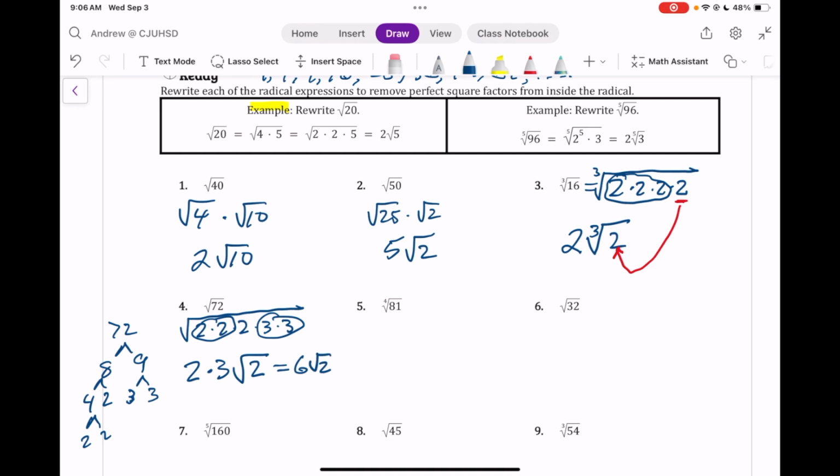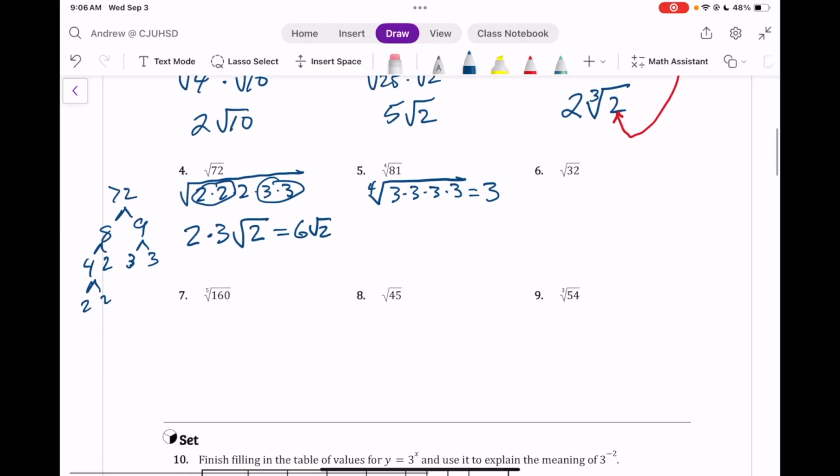Now 81 to the 4th root, 81 is 3 times 3 times 3 times 3. So it has exactly the correct number of 3's to come out. And it comes out as a single 3. That's right, it takes 4 3's under a 4th root to come out as 1 3. Well, let's look at the next section real quick here.